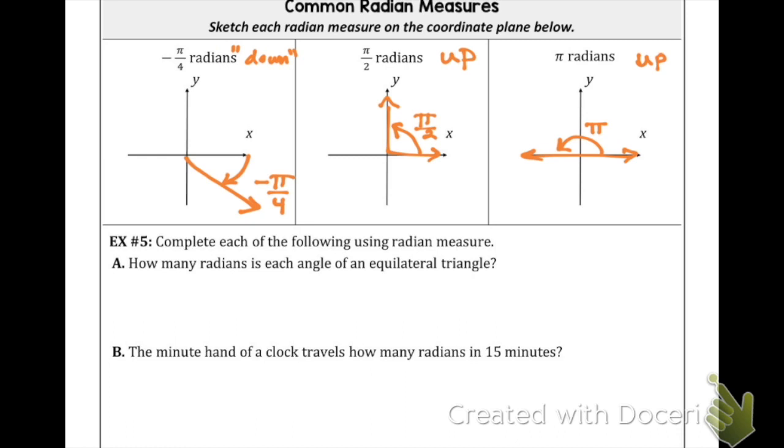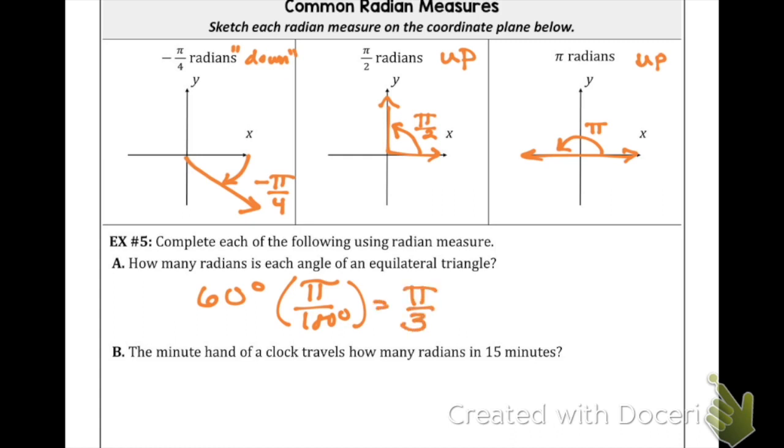Okay, so complete each of the following using radian angle measures. How many radians is each angle of an equilateral triangle? Well, an equilateral triangle, each of those angles are 60 degrees. Converting to radians gets us 1/3 of a pi.